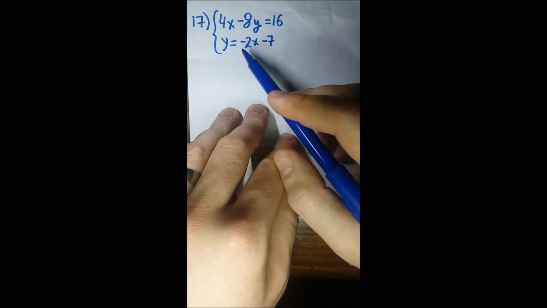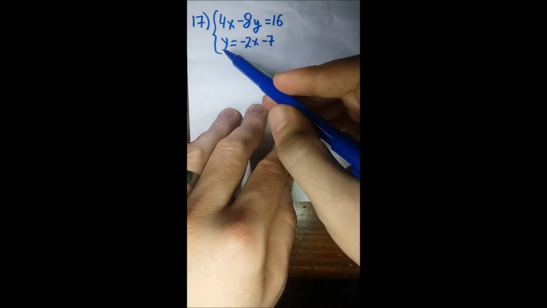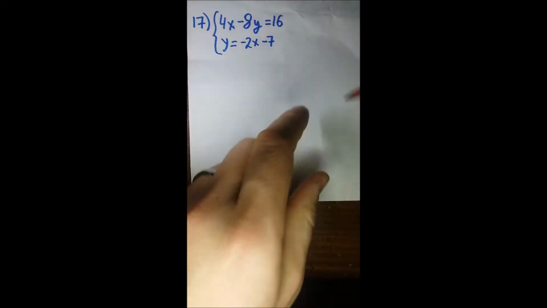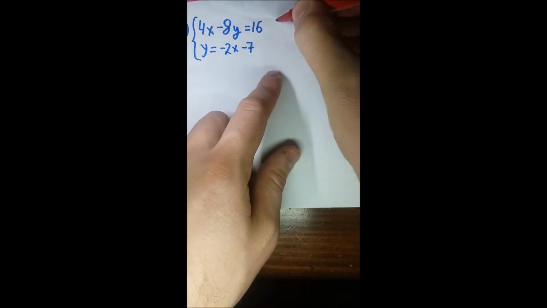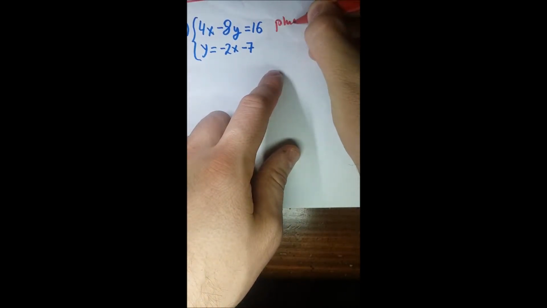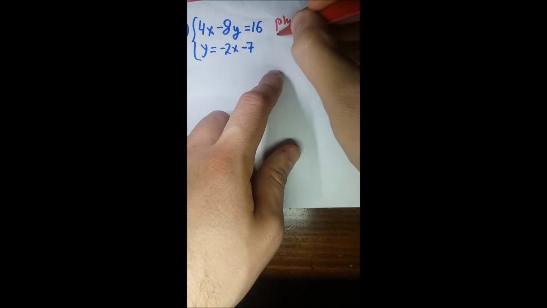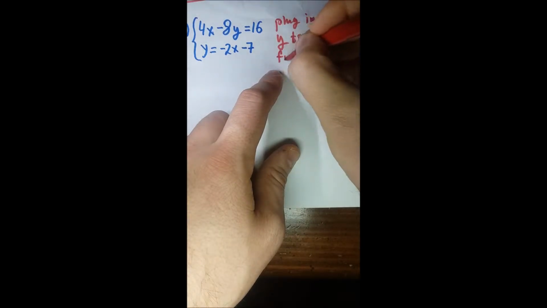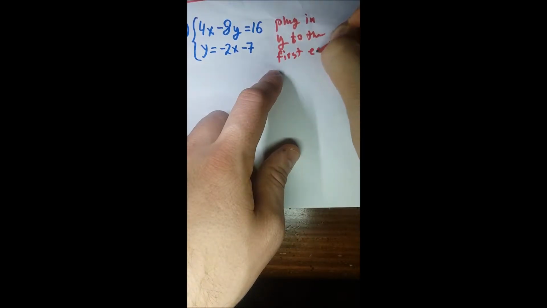Y equals -2x minus 7. Now, y stands alone, which is a good thing. Now, we can take this y, and we're going to plug it in. So we're going to write down the step. Plug in y to the first equation.